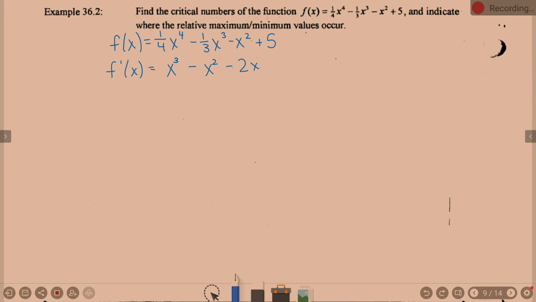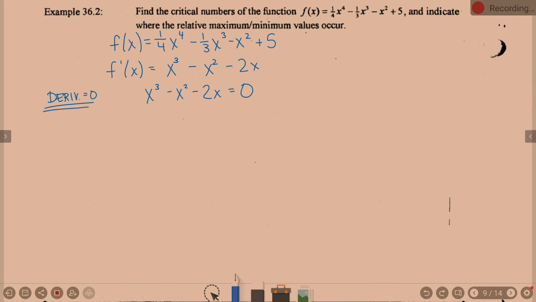What do we do now that we have that derivative? Set it equal to 0. Yep. Critical values, folks. Derivative equal to 0. So x cubed minus x squared minus 2x equaling 0. Thoughts? So factor out an x.